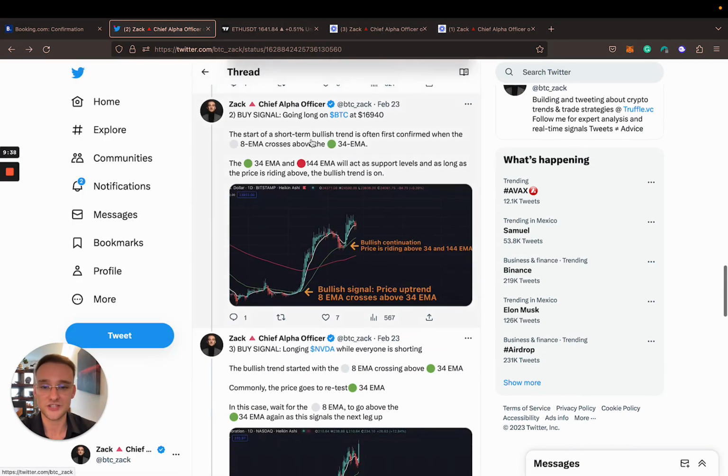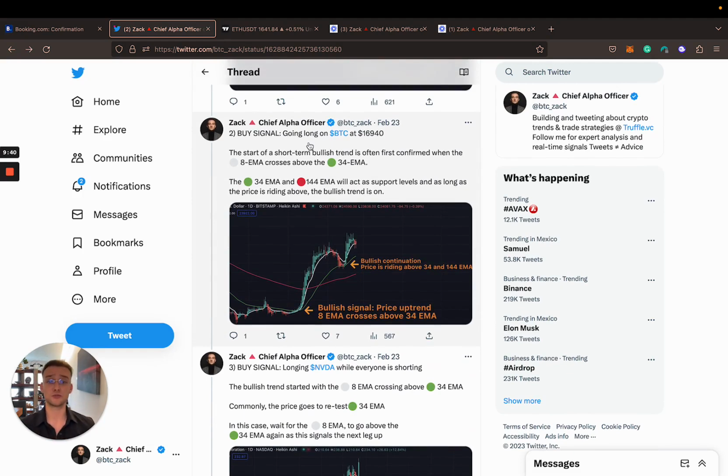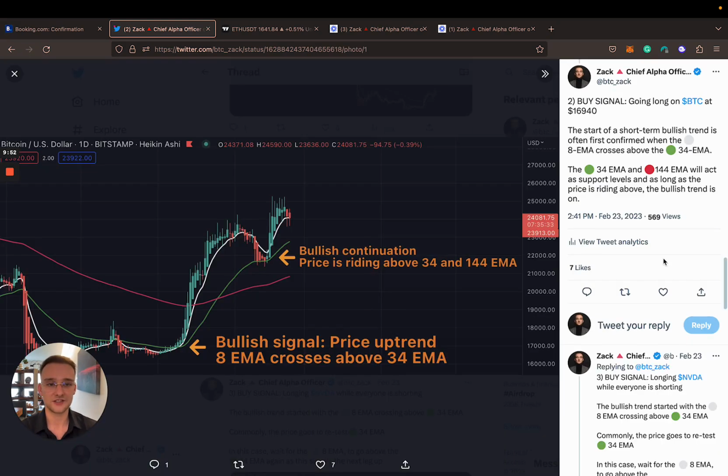Bitcoin went down essentially all the way to 16K, which became very, very true. Now let's go on to the second example, which is more recent, from January 2023, which is a buy signal on Bitcoin at about $16,940. Now, what you see here is the start of a short-term bullish trend. By the way, if it gets too complicated, feel free to stop the video, go back, rewind, watch it again, because this is so powerful.